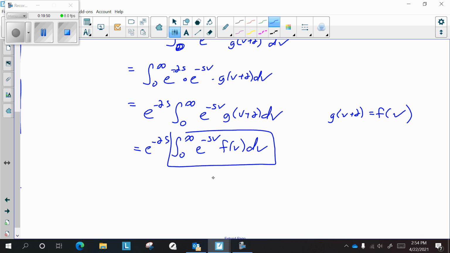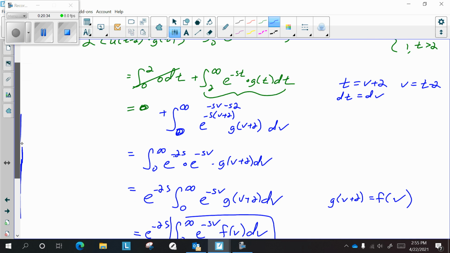So this part is just the Laplace transformation of f of v. Instead of t's, we have v's, but the variables match. We're going from 0 to infinity. So that whole thing, by definition, is just the transformation of that function. And then out front, we have an e to the negative 2s. If we change back to our original function, f of v is just the function g of v plus 2.